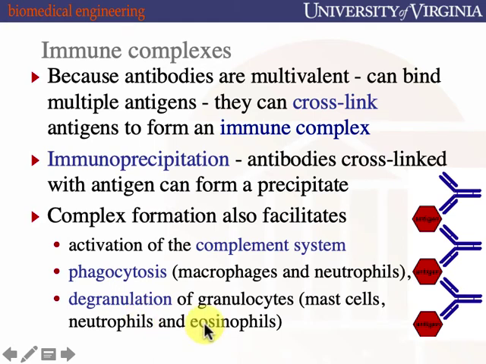If an immune complex interacts with mast cells, neutrophils, or eosinophils, those multiple antibodies binding to those cells can trigger what's known as degranulation. We talked a little bit about that in the last lecture as well. Those are granulocytes, right? Eosinophils, neutrophils, and mast cells are known as granulocytes because they have these large granules of immune modulators, and they're just waiting to dump them out. In the case of mast cells, histamine is a big one. That's why we get red when we have an allergic reaction, because of the histamine that's in those granules.